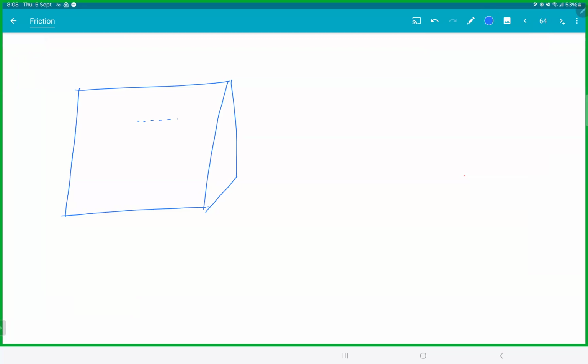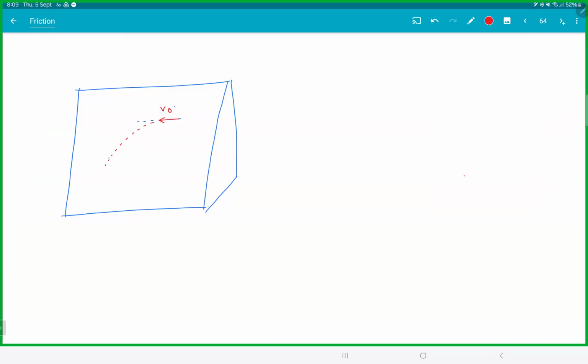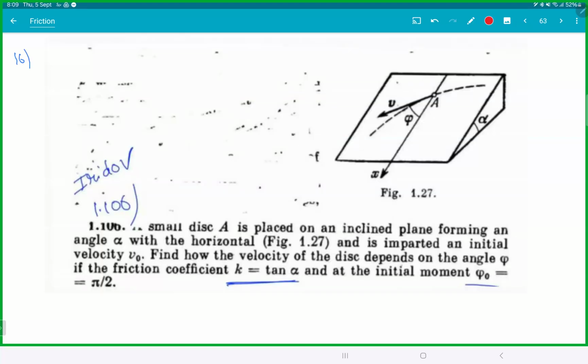So initially, you projected this particle like this with speed v0. And this thing started going like this. You getting how it is? So this thing is going like this. Somewhere after reaching a certain point here, the speed is v, and this makes an angle phi. So he is asking, find how the velocity of the disk depends on the angle phi.